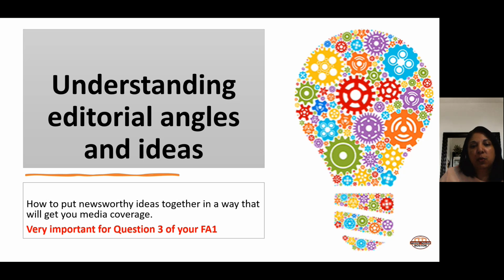So in this part, we're going to cover how to put newsworthy ideas together in a way that will get you media coverage. When you look at a newsroom, and for those of you who don't know, in a newsroom they have an email, they have journalists, they have editors. There is a buzz in a newsroom. The reason why there is a buzz is because each media house, especially in the space that covers news articles, whether it's locally or globally.